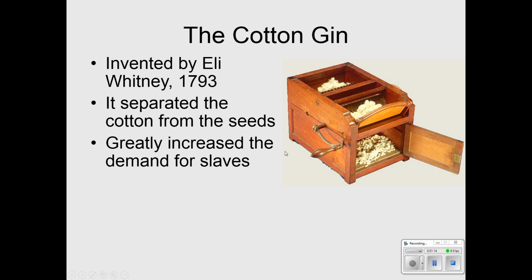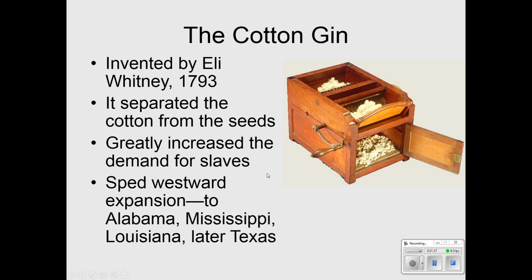That dramatically increased the productivity of slaves. It allowed one person to process far, far more cotton in a day than he or she otherwise could. Now, you might think because it was so efficient, it would reduce the demand for slaves, but quite the contrary. It greatly increased that demand. And slavery, as a result, spread westward to Alabama, to Mississippi, to Louisiana, and later, after it became a state, to Texas. The amount of cotton grown is the reason why slavery increased so dramatically.